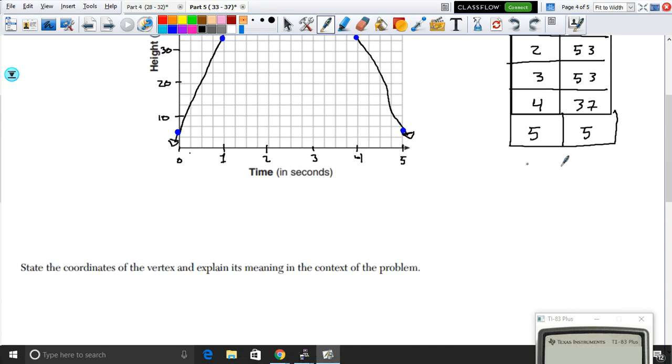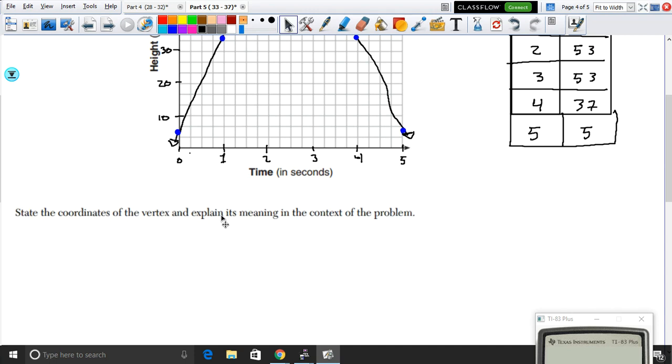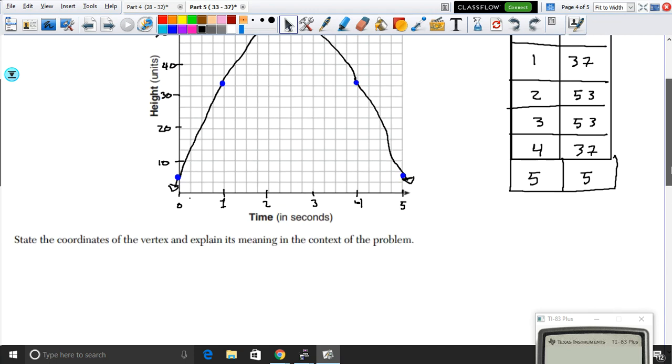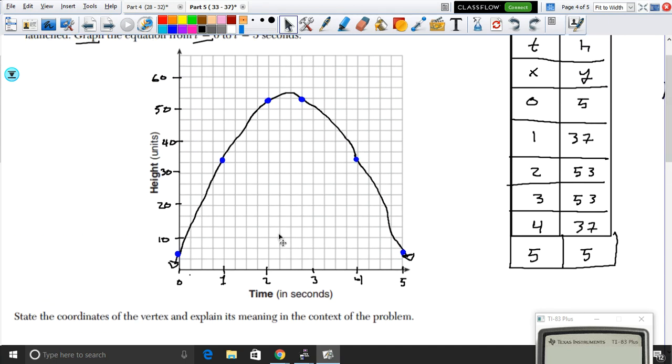So now, what they're asking us here, it says, so we have our graph, and that's cool. And it says here, state the coordinate of the vertex and explain its meaning in the context of the problem. All right, so we have our graph. So now we want to know, where is the vertex?